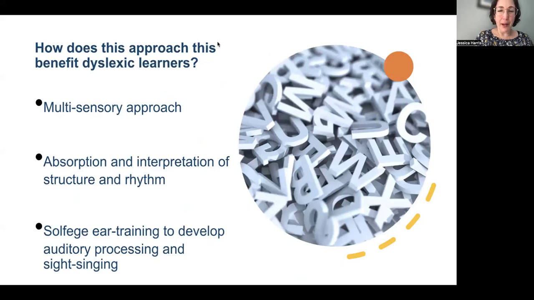So what approaches are we going to use to benefit dyslexic learners? Multisensory, to absorb and interpret the structure and the rhythm, and solfege ear training to develop auditory processing and sight singing.